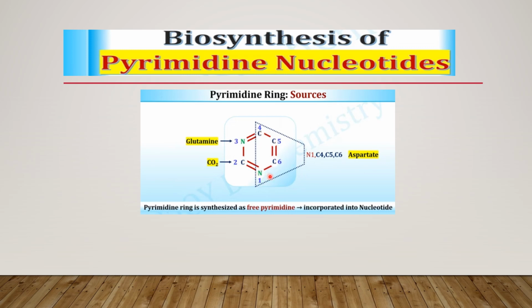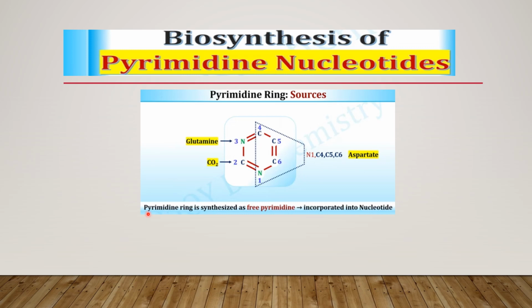nitrogen 1, carbon 6, carbon 5 and carbon 4 are contributed by the aspartate, while this carbon 2 is contributed from carbon dioxide, and this nitrogen 3 is contributed from the amino group of glutamine.